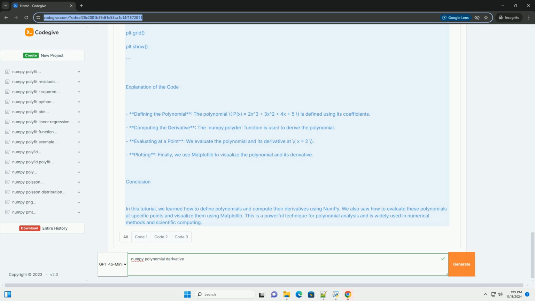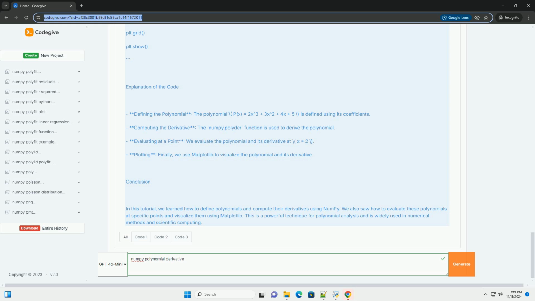Step-by-step tutorial. 1. Import NumPy. First, you need to import the NumPy library. 2. Define a polynomial. You can define a polynomial using its coefficients. 3. Compute the derivative. Use numpy.polyder to compute the derivative of the polynomial.